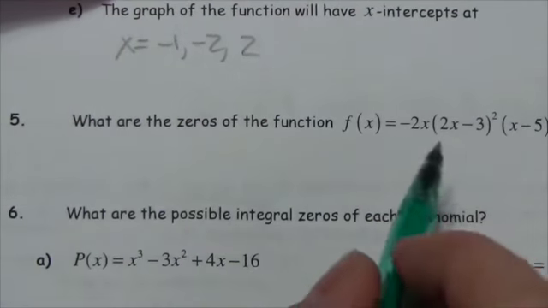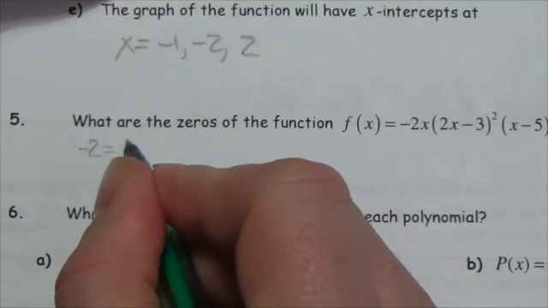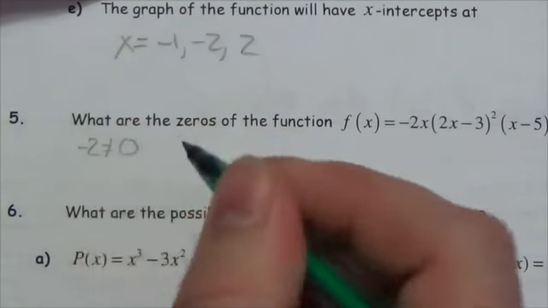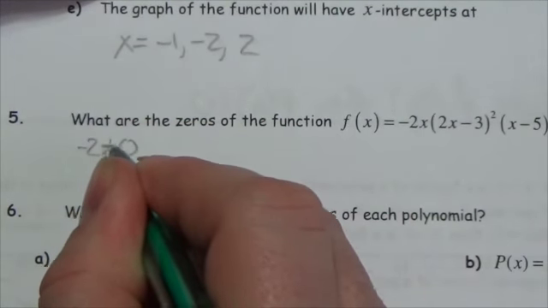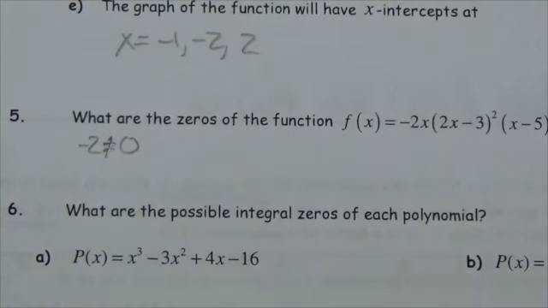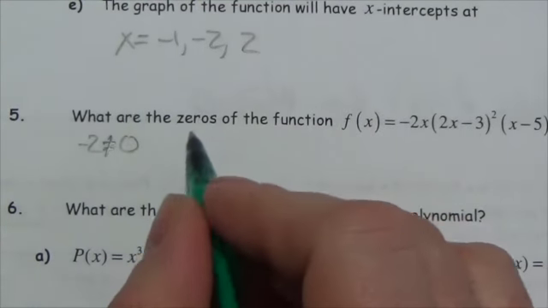So when I read this through, I've got my coefficient over here, negative 2. Well, does negative 2 equal 0? No, negative 2 doesn't equal 0. That's kind of a goofy thing to ask. Of course it doesn't equal 0. There's no variable there, so there's no way it could equal 0. Okay, so that's not it. The next factor here is x.